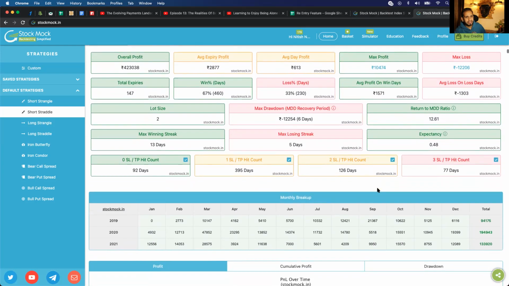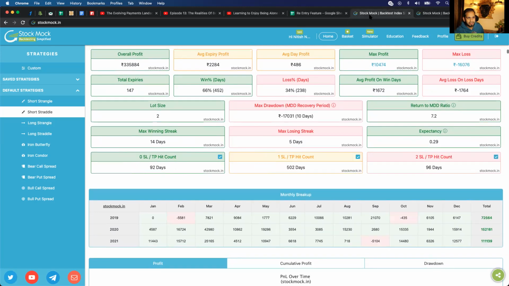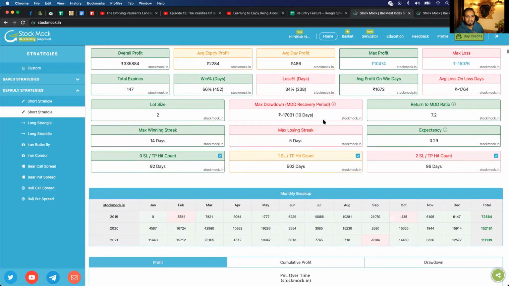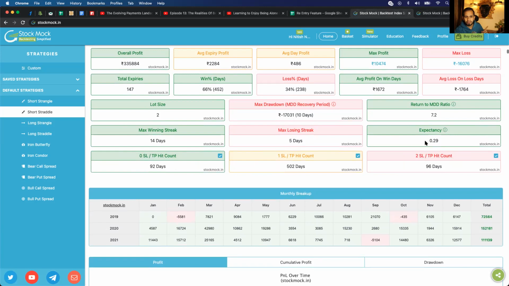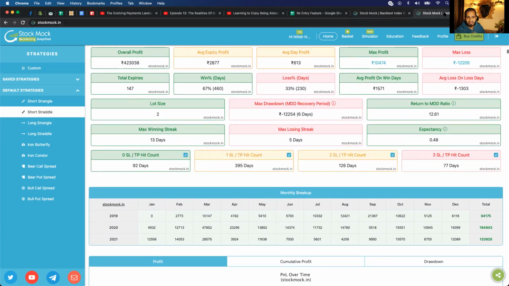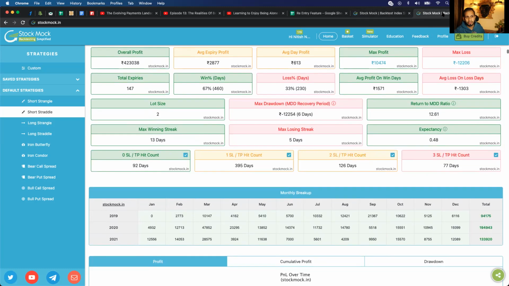Okay. So here are the results with re-entry. And here are the results without re-entry. Let's check it one by one. MDD is 17,000 here. MDD is 12,000 here. Big difference. Expectancy was 0.29. Here it is 0.48. Wow. Win percent remains the same. Average day profit was 486. It jumped above 600 rupees. I'm saying it's decent.